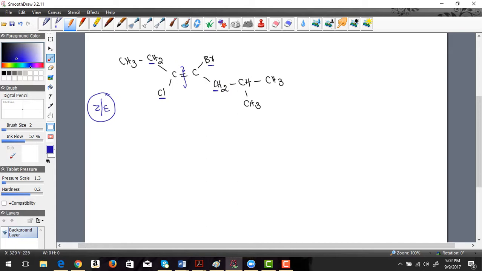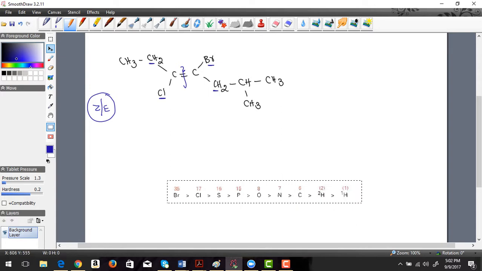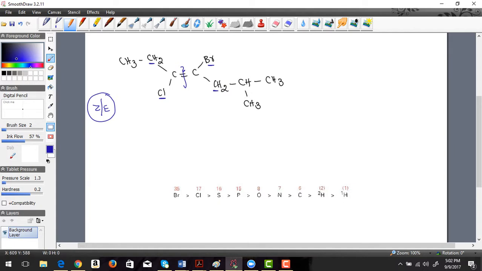And if I bring back that priority list, with carbons we're only focusing on the element that's directly attached first. Carbon, bromine, chlorine. These are the only ones directly attached to this carbon right here, right? So between these two, bromine has a higher priority, so A. Despite the fact this might look like it's bigger, where is it first attached? It's first attached to this carbon, and that means this is B.